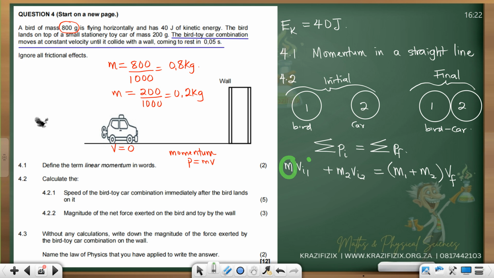That m times v for the first, m times v for the second, m times v. I needed to see that. Let me know if you are able to see that we're using the momentum formula. Just give me thumbs up. Sum of momentum before is equal to sum of momentum after. Why am I adding the after? They move together, so we say m1 plus m2. Okay. Now, the bird has a mass of 0.8.